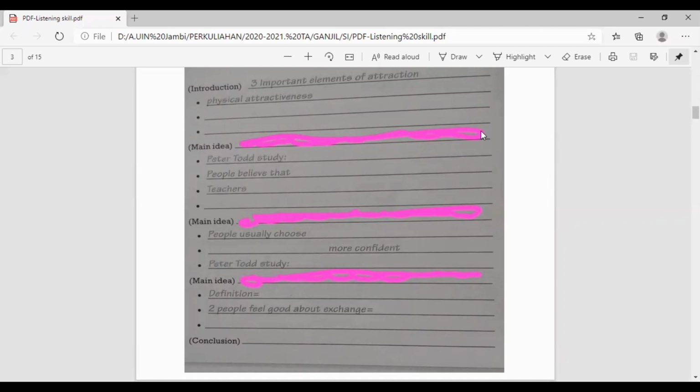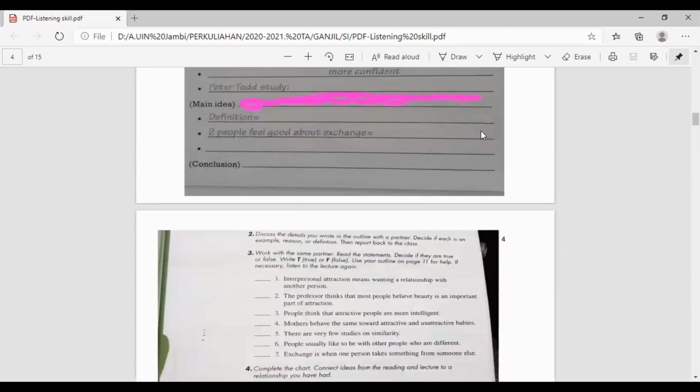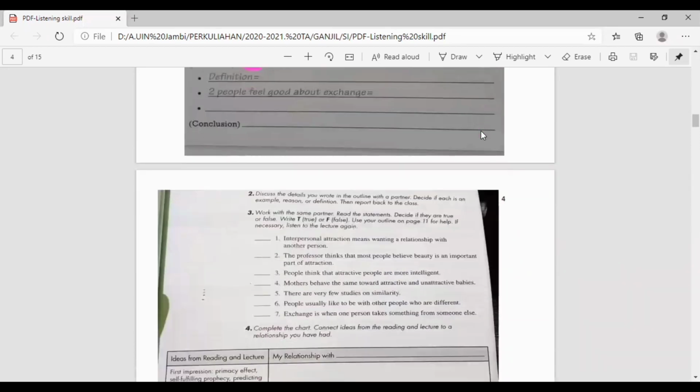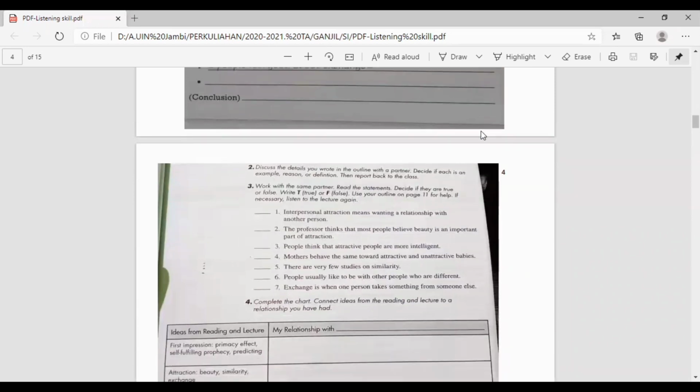Nah, apakah misalnya Peter taught study itu bentuk supporting details yang berupa example atau definition. Misalnya menurut kalian itu example, tulislah dalam kurung example. Oke? Yeah, that's about exercise number 2. And then please continue to exercise number 3. Okay, you can work with the same partner, yeah, with the same friend.